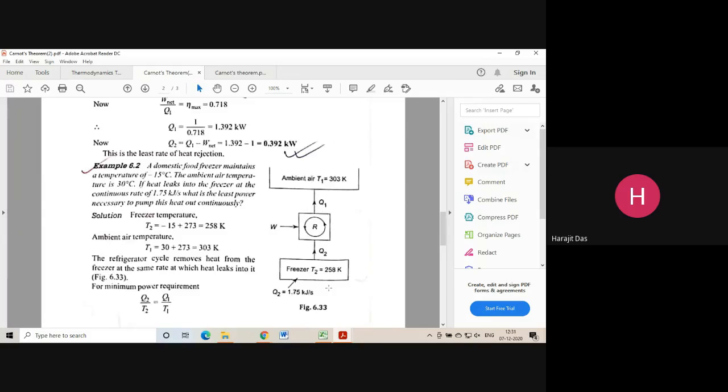I think I have cleared all the concepts regarding this Carnot's theorem, or Carnot's principle, and these corollaries. If you have any doubt, you can ask now.